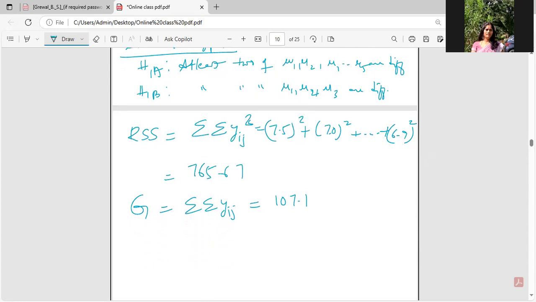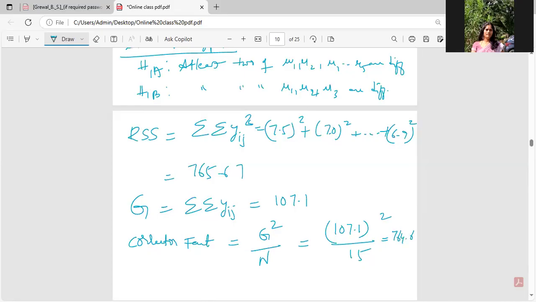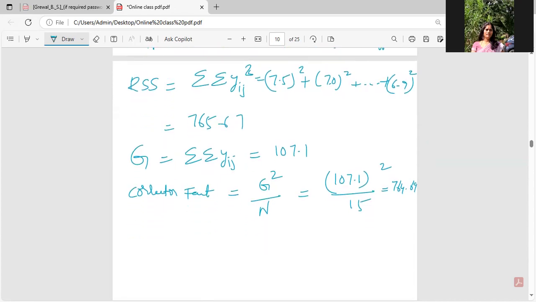Okay. Now, correction factor I need to calculate. Correction factor would be nothing but G squared by N. It's nothing but 107.1 whole squared by N is 15. In total, 3 rows, 3 columns and 5 rows. So 3 into 5, 15 elements are there. So this gives me 764.69. Okay, again with the calculator. Correction factor I have done.